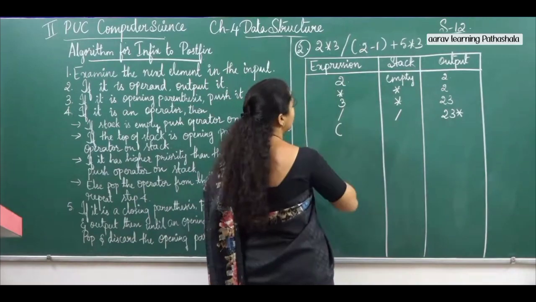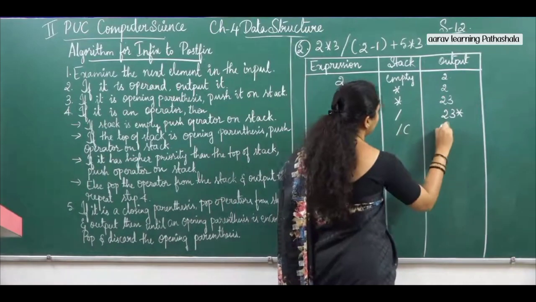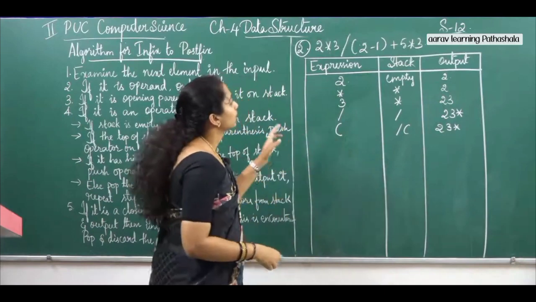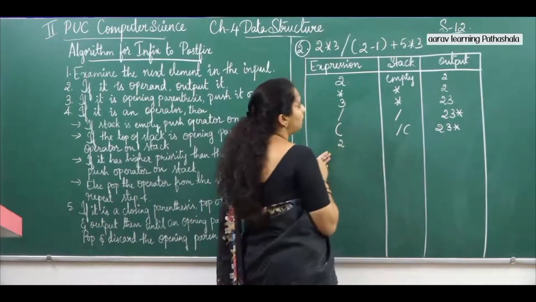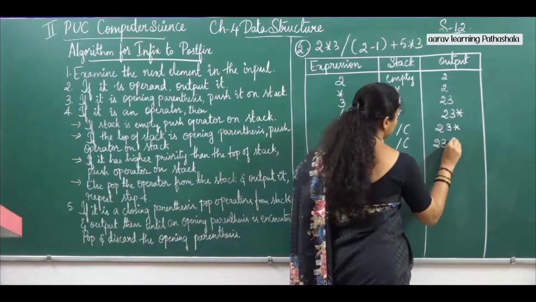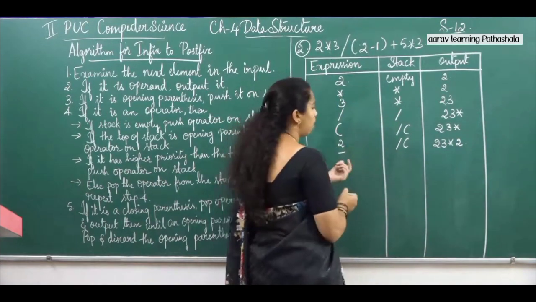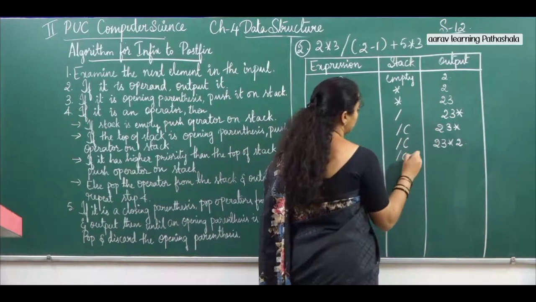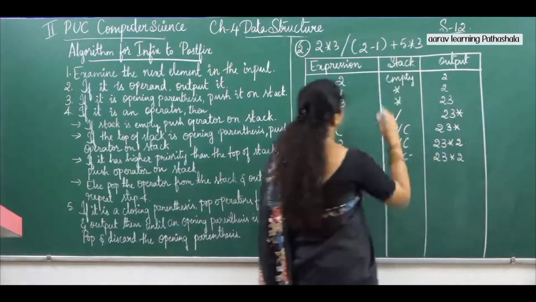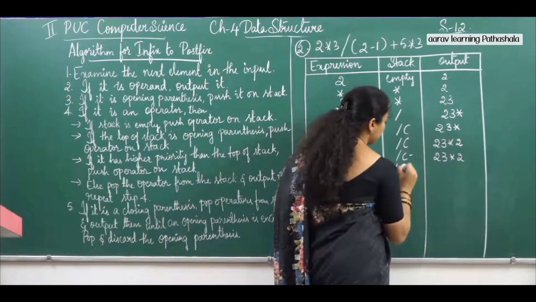Next is opening parenthesis. I am going to push this into the stack. Next is an operand. I am going to output it. Minus is an operator. I am going to push it into the stack. Next, 1 is an operand. I am going to output it.